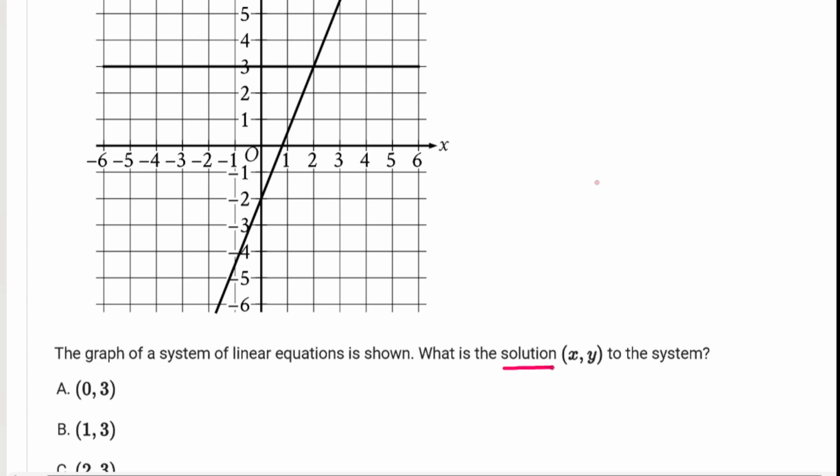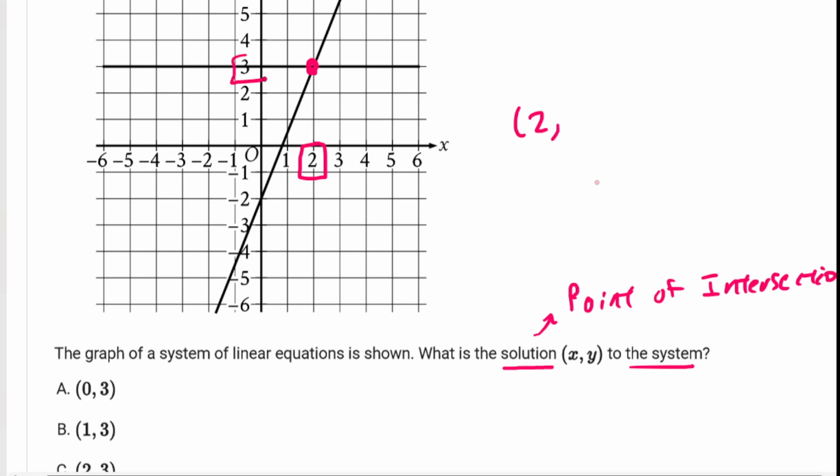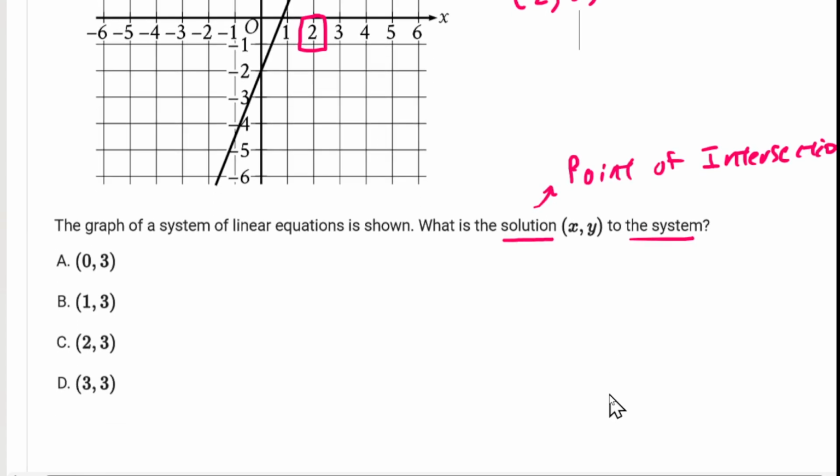If you ever need to look for the solution to a system of equations, and they give you the graph, then you're in good shape, because the solution is simply the point of intersection. So you just want to look at the graph and find out where these 2 lines intersect. That's going to be the solution. So we can see that they intersect at this point right here. The x-coordinate of that point appears to be 2, and the y-coordinate of that point appears to be 3. So the correct answer must be 2, 3, and lo and behold, that is choice C.